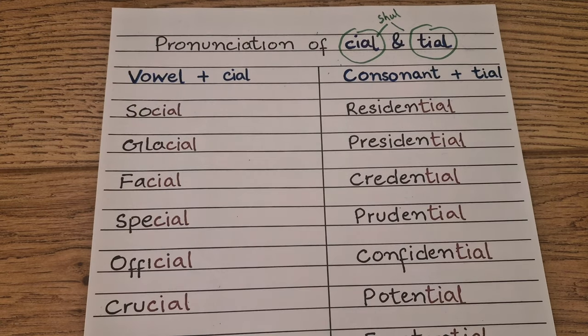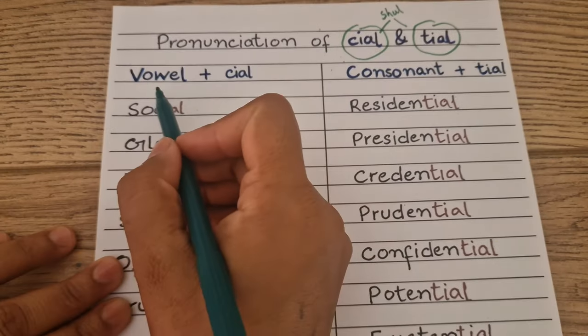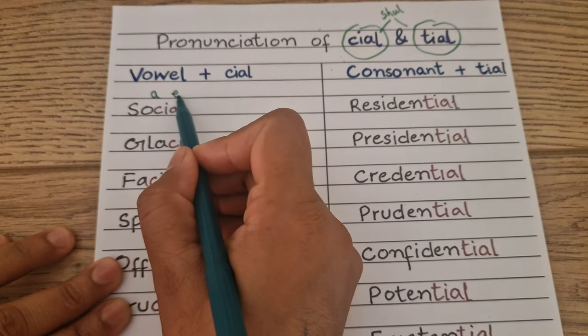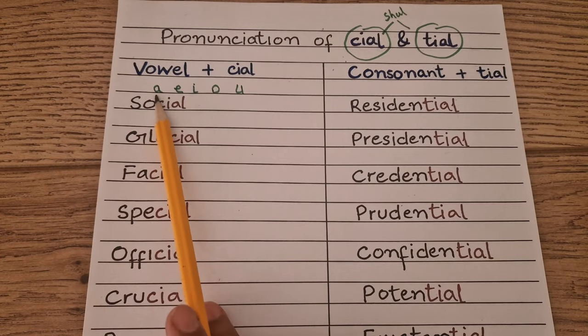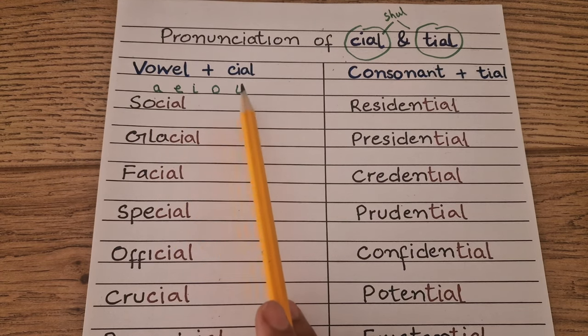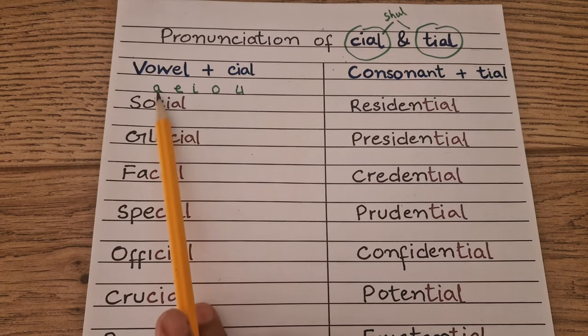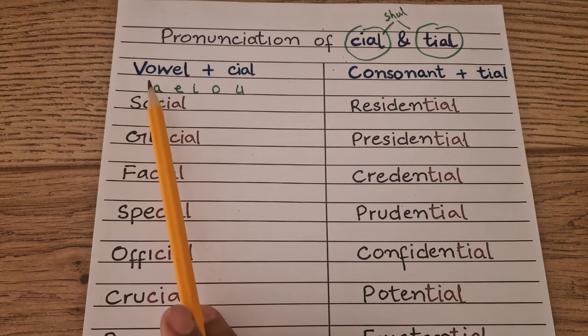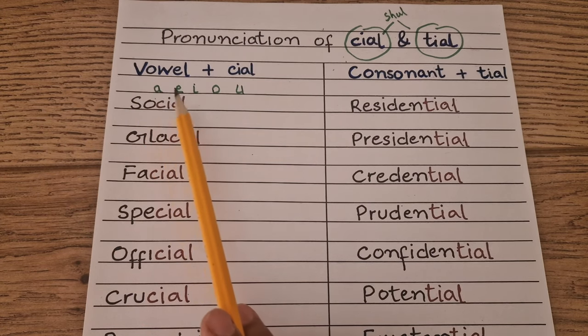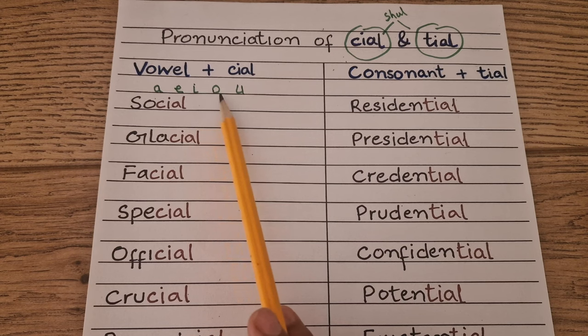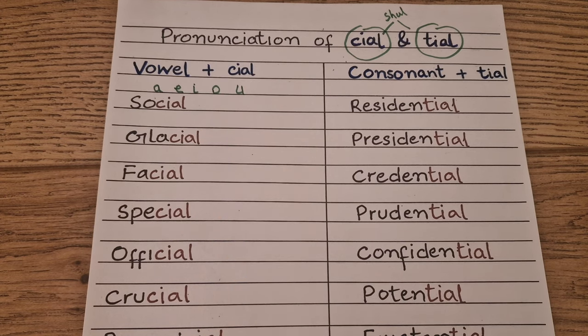Do you know what the vowels are? Vowels are A, E, I, O, U. So these are the vowels: A, E, I, O, U. And each of these vowels has two sounds. First is the short vowel sound and the other is the long vowel sound. The short vowel sound is a, e, i, o, u. And the long sound is the actual name of the vowel, just like A, E, I, O, U.